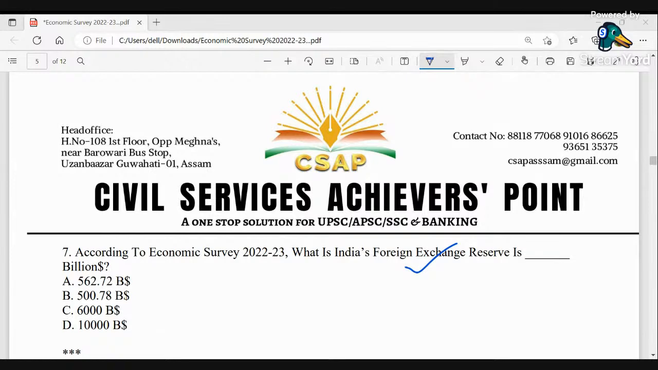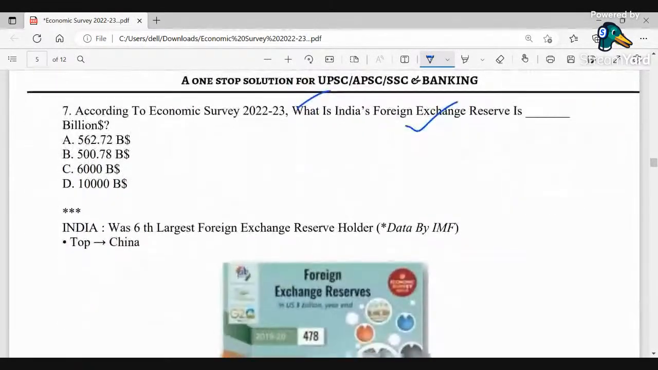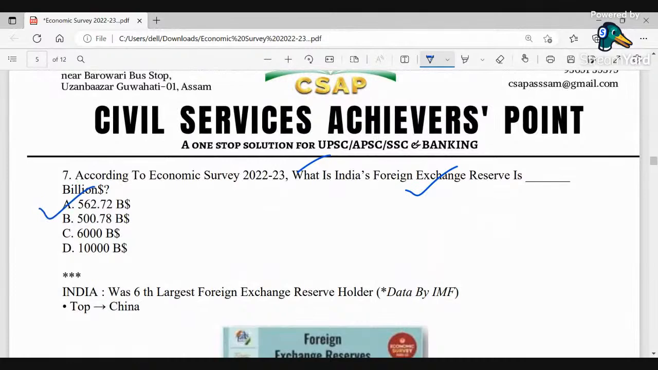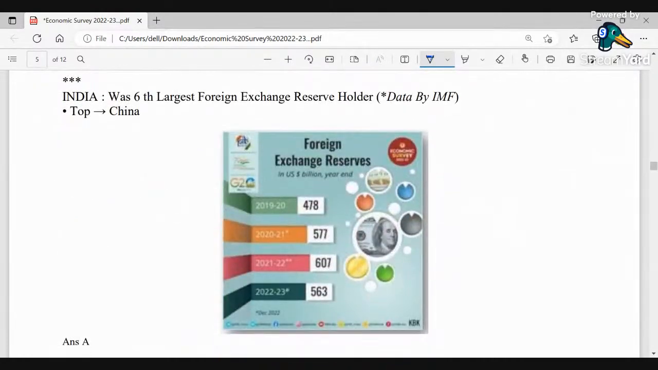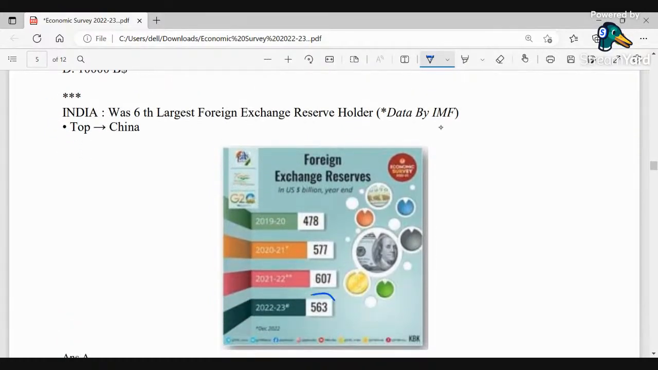So today, if I go with the correct answer with respect to this question, the correct answer over here is A, that is $562.72 billion. So here you can see. Okay, so here we can see that this is basically the correct answer. Overall it has been done, so this is why it is written as 563.